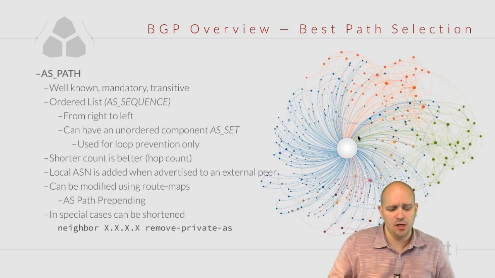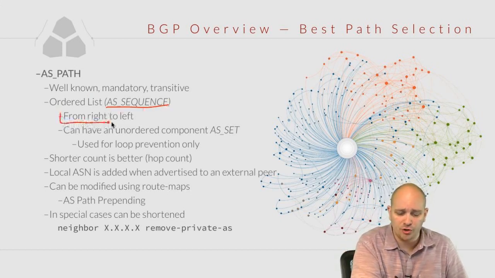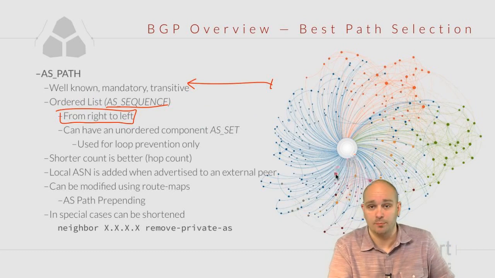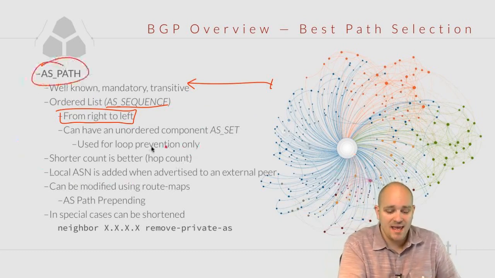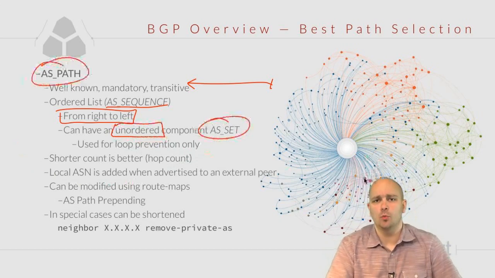Now, going back here, let's take a look. So, AS sequence is an ordered list built from right to left. So it is built the other way than we would read, for example, English. Now, sometimes the AS path may have an unordered component called the AS set. Now, you might be thinking, what would be the purpose of the AS set?